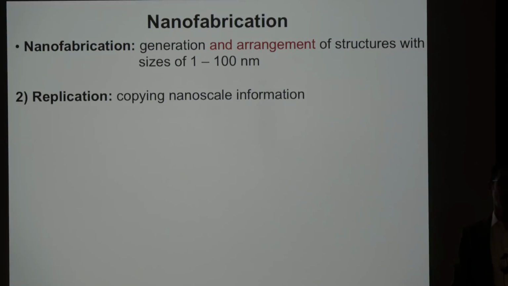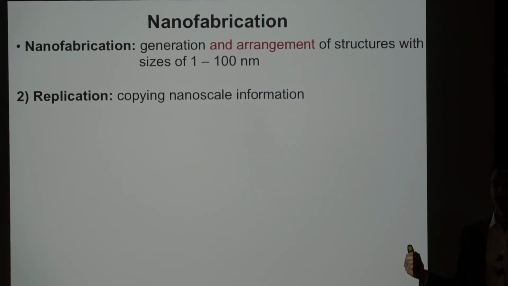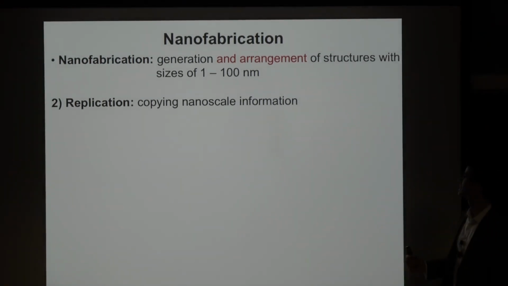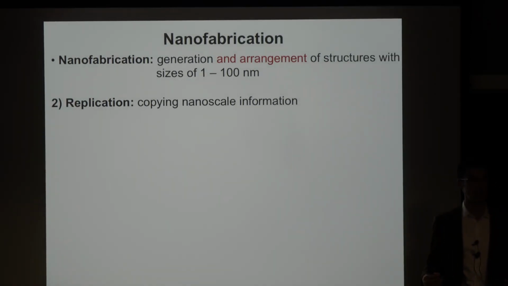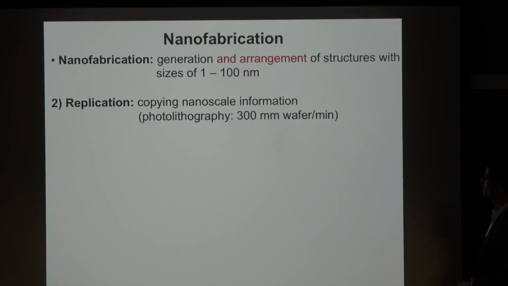The next step after mastering is the replication step. So E-beam lithography, while it's sort of the no-compromise way to generate very small patterns, is very slow. It takes many hours or a day to make a copy of some pattern. So what you want to be able to do is take the mask that you made by E-beam lithography and make many replications.